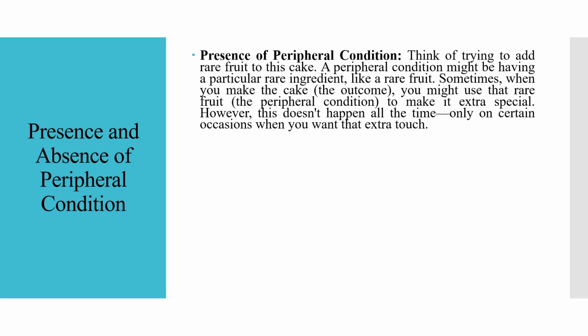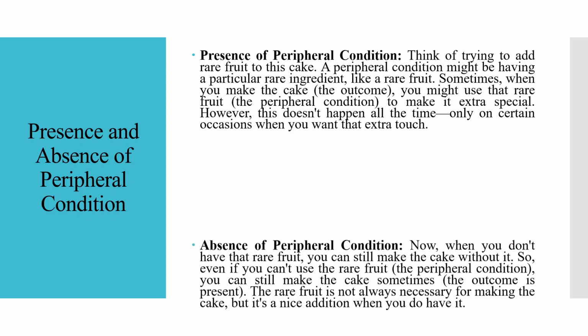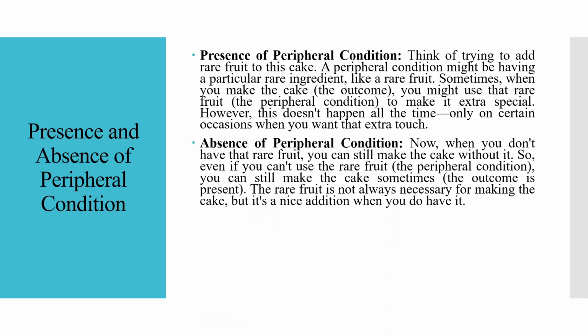Presence and absence of peripheral condition. Think of trying to add a rare fruit to this cake. A peripheral condition might be having a particular rare ingredient like a rare fruit. Sometimes when you make the cake, you might use that rare fruit to make it extra special. However, this does not happen all the time, only on certain occasions when you want that extra touch. Absence of peripheral conditions: when you don't have that rare fruit, you can still make the cake without it. So even in the absence of the peripheral condition, the rare fruit, the outcome is present.